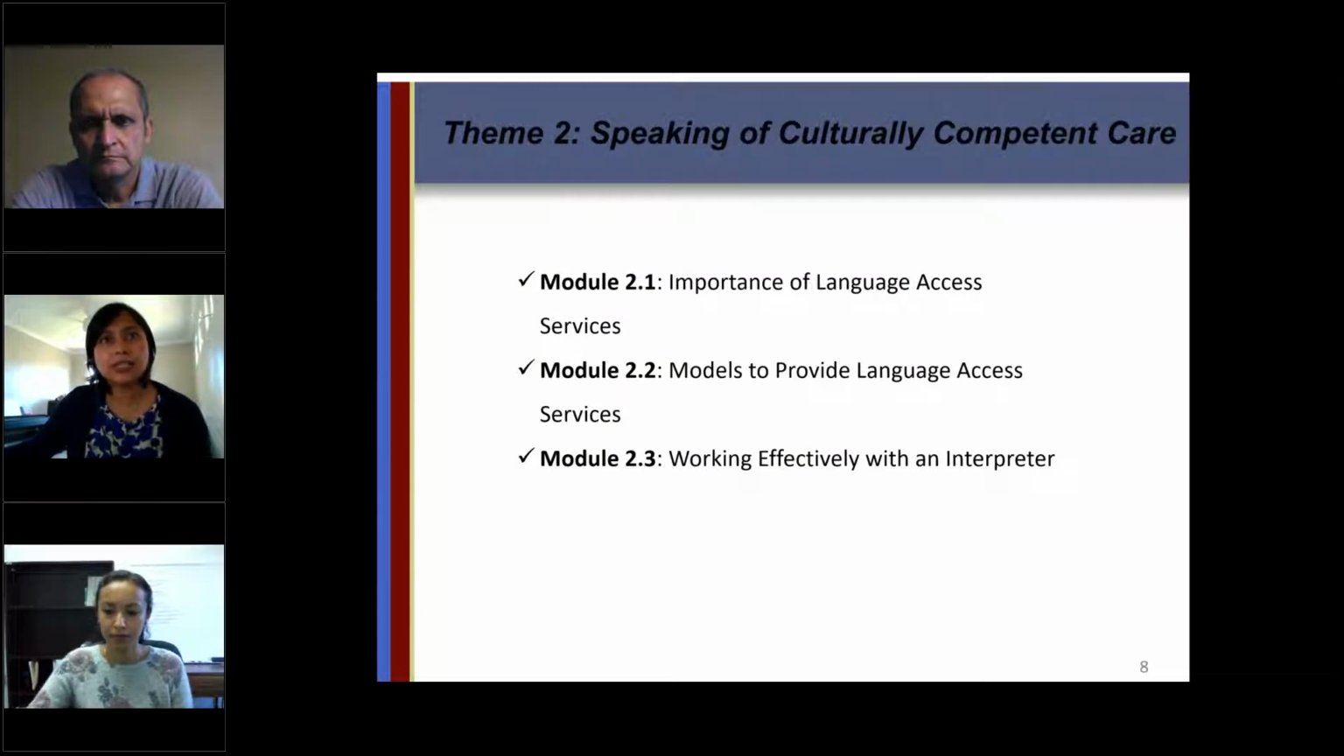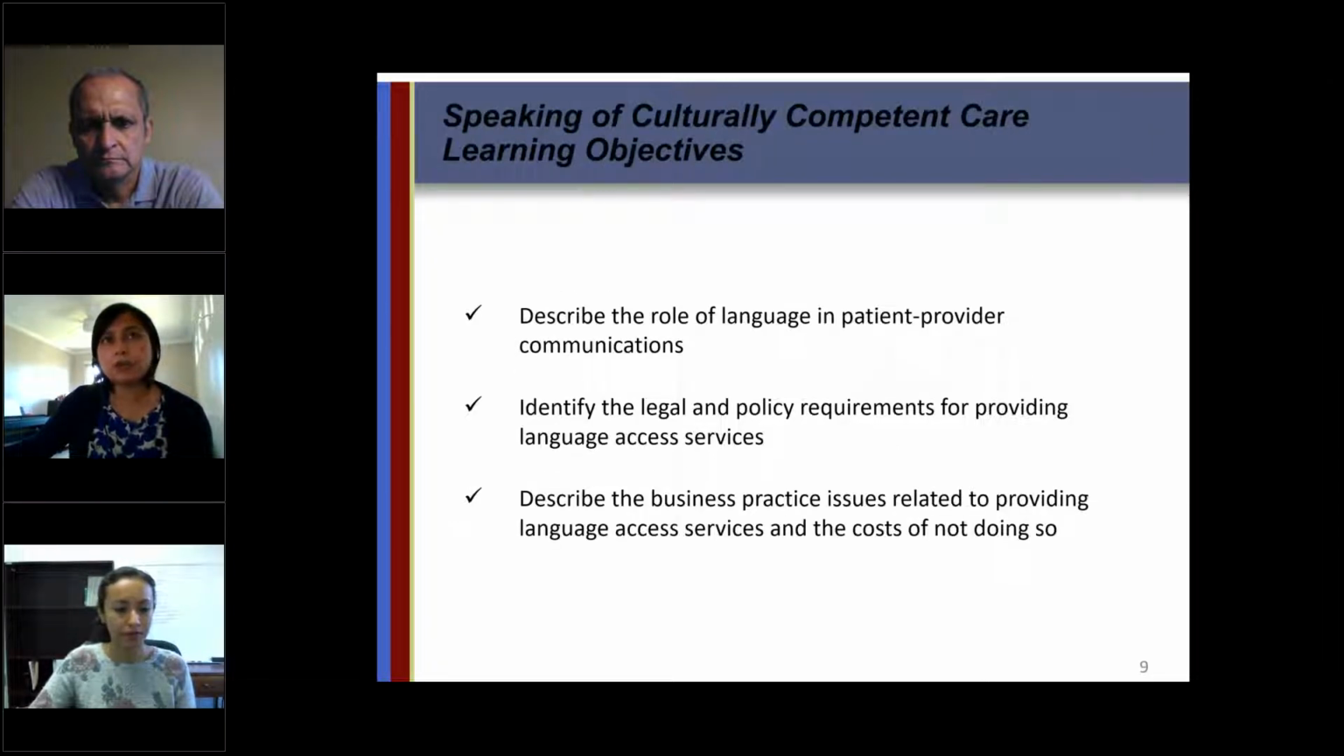Again, each session is divided into 3 modules, and then each module has a learning objective. So the 3 modules for this session are the importance of language access services, models to provide language access services, and then working effectively with an interpreter. The first module emphasizes the importance of language in cross-cultural medical practice and the legal requirements that are associated with being a recipient of federal assistance from HHS, which we'll discuss shortly in greater detail.